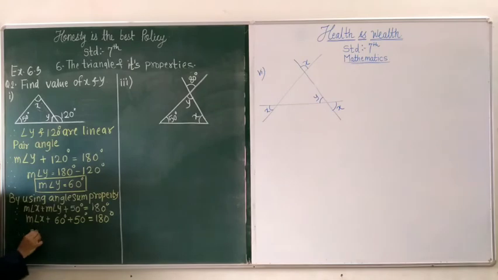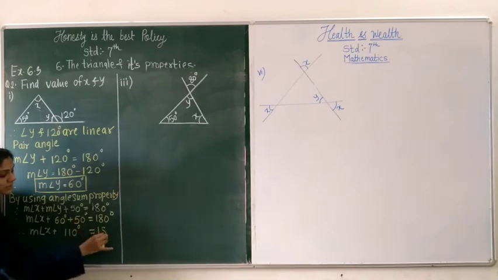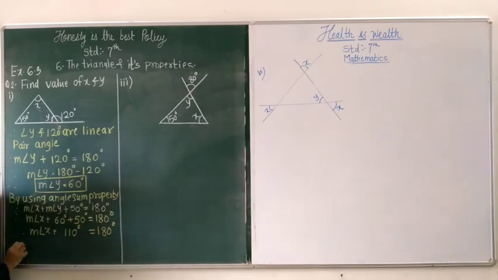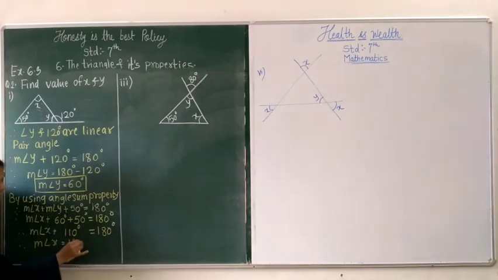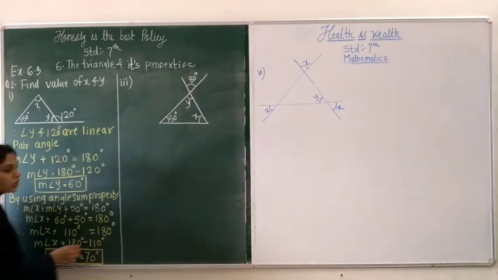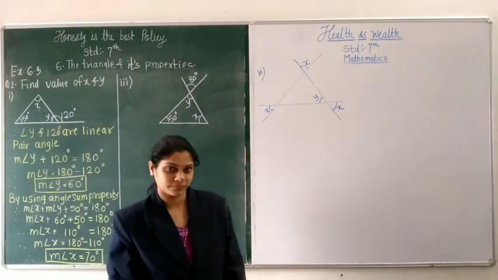So measure of angle x is equal to 60 degrees plus 50 degrees, which is 110 degrees. The sum is equal to 180 degrees. So on subtracting, I get 180 degrees minus 110 degrees. So measure of angle x is equal to 70 degrees. Like that, we can find out the value of x and y.